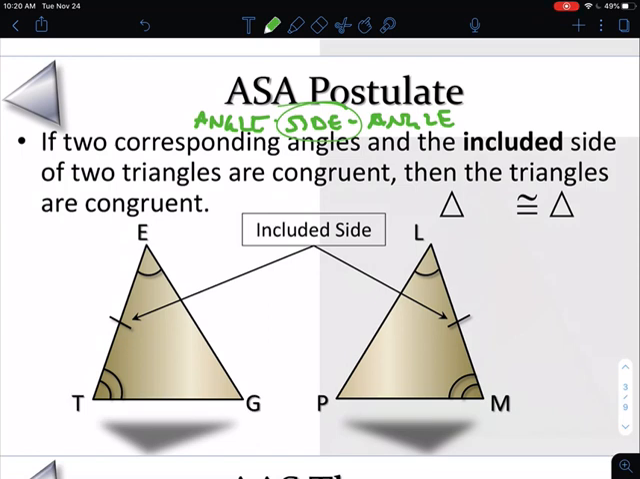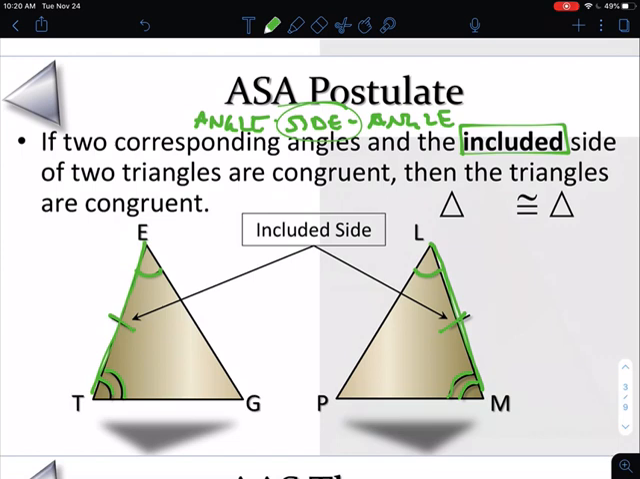The postulate itself says if two corresponding angles and the included side, a really important thing here, the side in between the two angles, are congruent, then the triangles are congruent. If we look at the picture down below, we have angle E up top marked congruent to angle L. We have angle T in the bottom left marked congruent to angle M in the bottom right over here. So we have two angles, and the sides that are marked, ET and LM, are included. They are in between. Side LM touches both angles. Side ET touches both angles. So that's an included side, which means we have ASA.